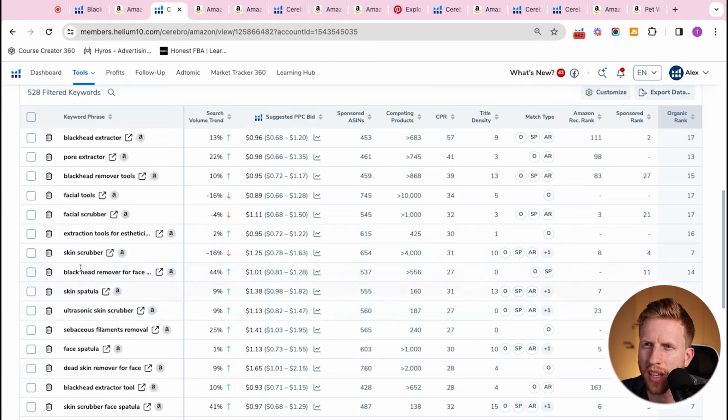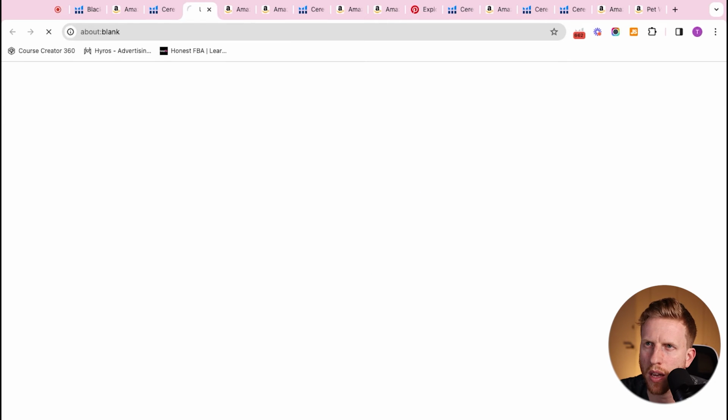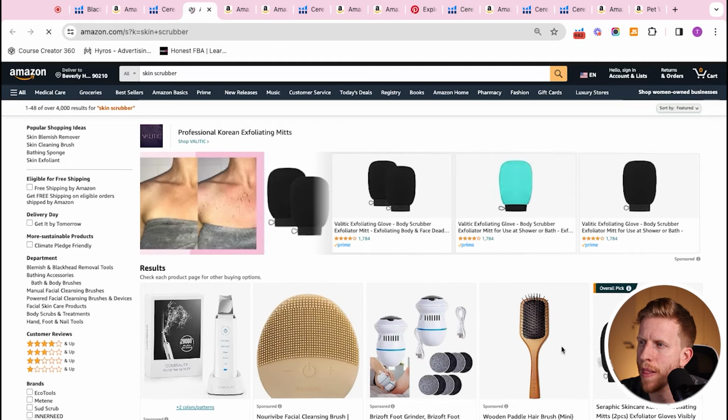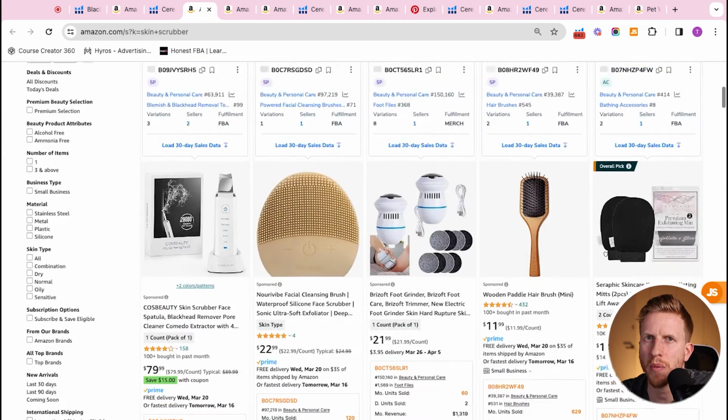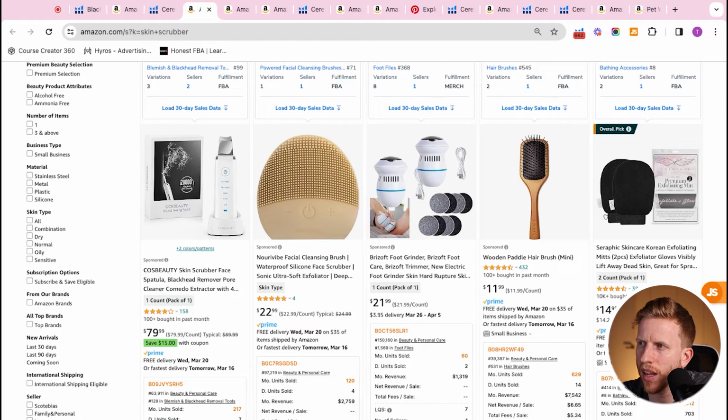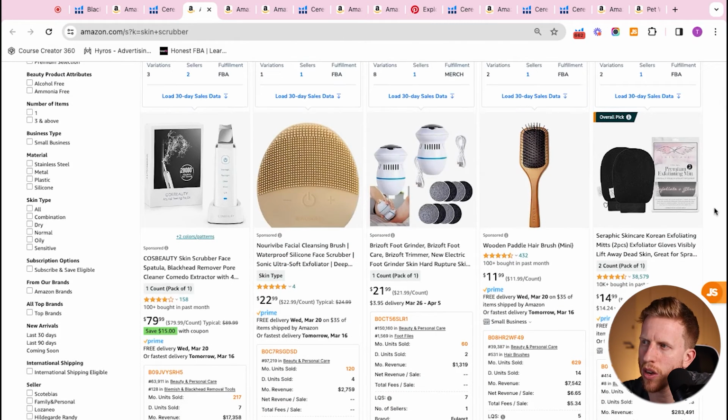So it looks like this is not really just a blackhead extractor. This is probably more of a skin scrubber type thing, whatever that is. I've never heard of it. So we're going to search that skin scrubber, see how we're going through, and we're finding all of these weird little sub niches. This is why, when people say to me they can't find a product, there's literally tens of thousands of products on here that you can come through.